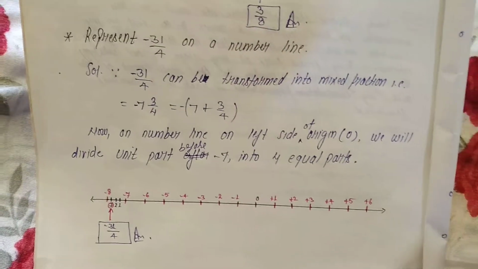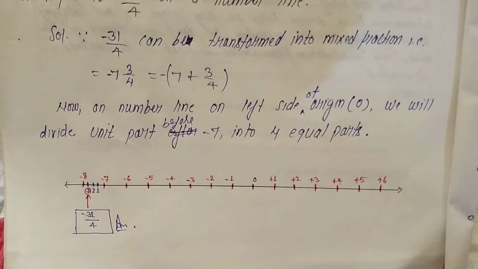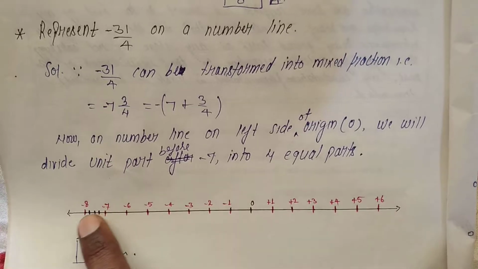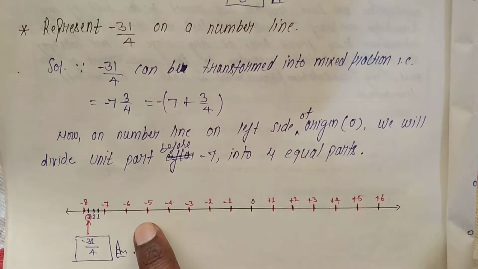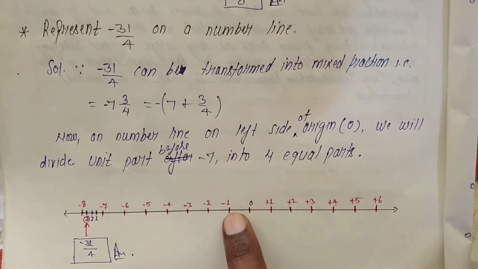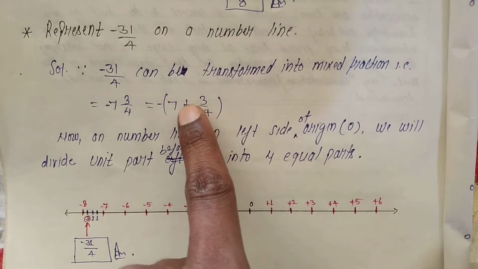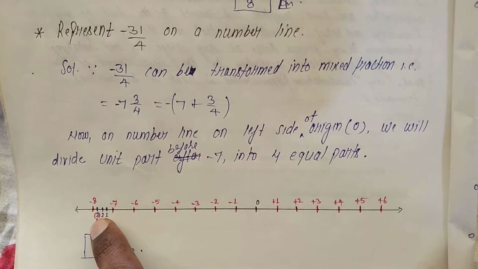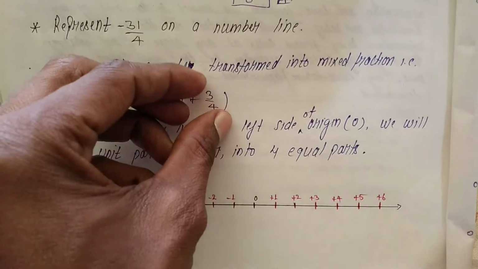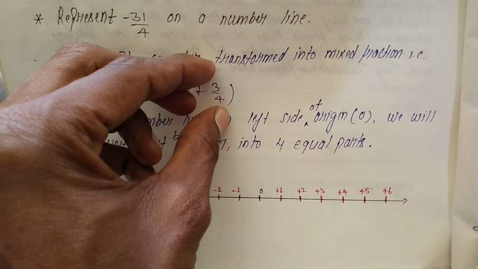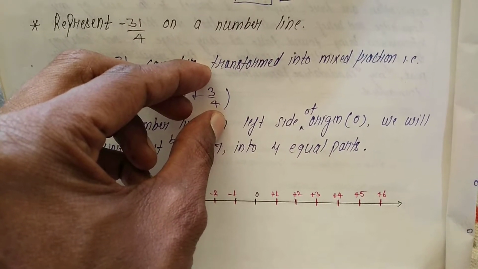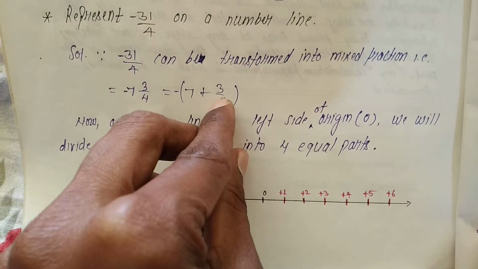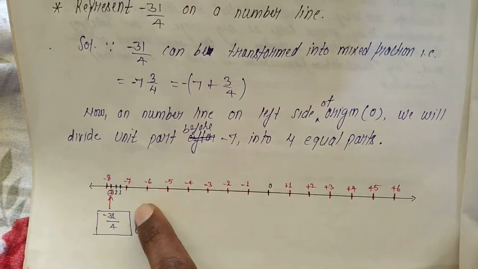Now see, in this example we will deal with the negative side of the number line. See, 0 is here and we have to focus on the negative side because a negative number is there. Now see, we have to move up to 7, and then after 7 unit parts, this is minus 7, this unit part is divided into 4 equal parts. See, if we individually focus on 3 by 4, then 3 by 4 is a proper fraction. That means any one part is divided into 4 equal parts. See here, we will move up to minus 7.